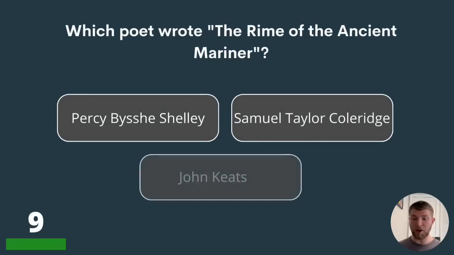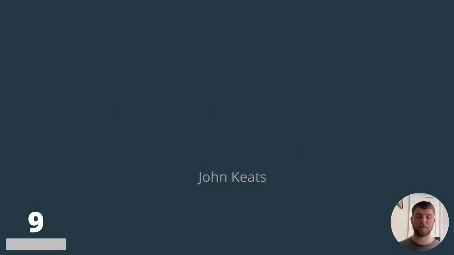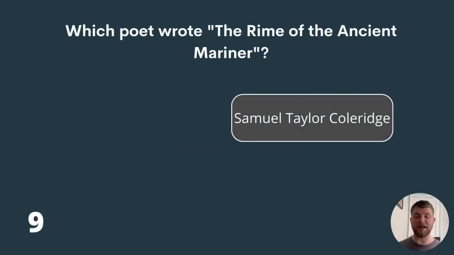9. Which poet wrote The Rime of the Ancient Mariner? Is it Percy Bysshe Shelley, Samuel Taylor Coleridge, or John Keats? The answer is Samuel Taylor Coleridge.